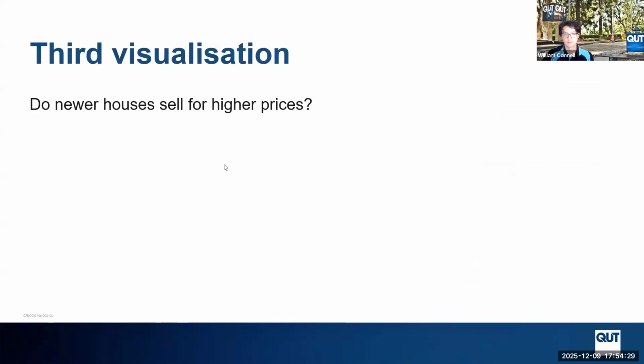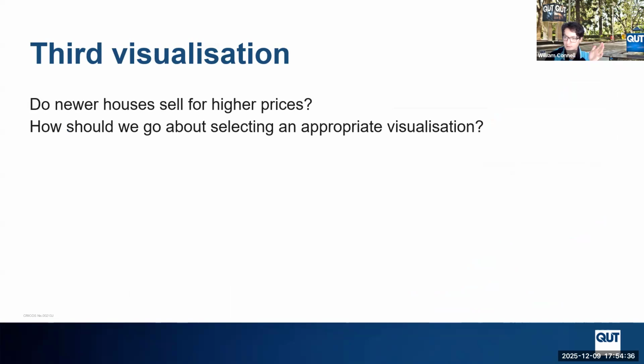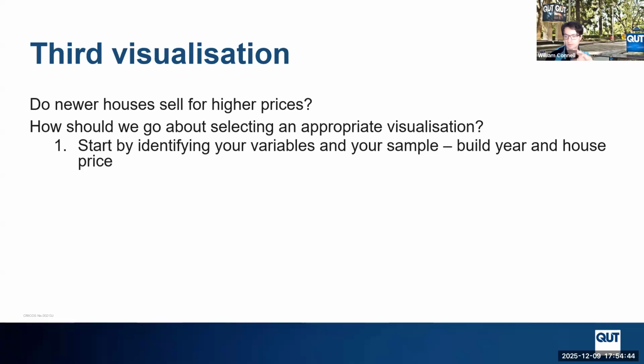Okay. So our last question here: do newer houses sell for higher prices? We still need to work out how to appropriately visualize this. So we're going to start by identifying what our variables are and what our sample is. Our two variables: newer houses, there's a variable in our data set called build year, which we could use to determine how old a house was, and also house prices. Our sample is still all of the observations, so we don't have to restrict it.